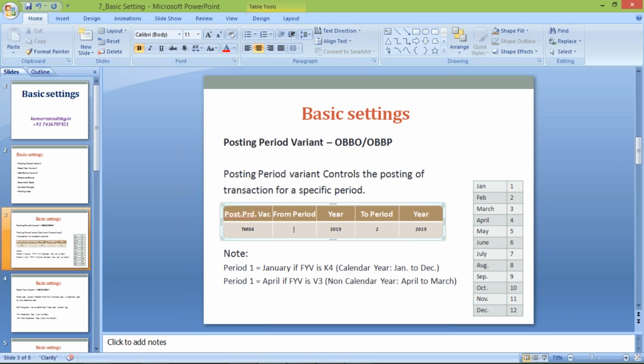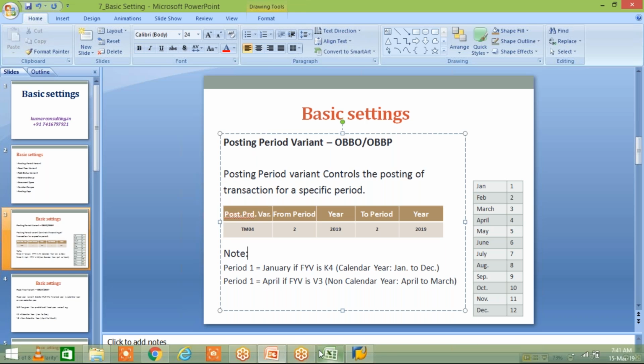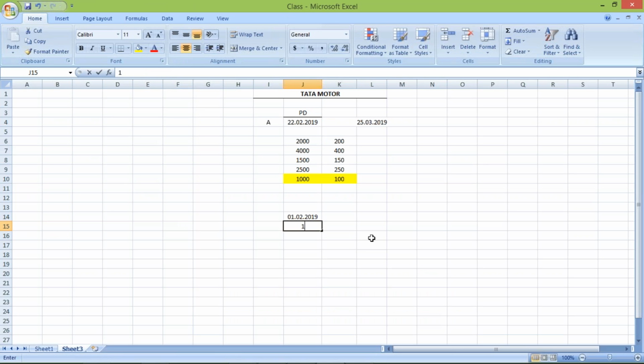If you give here from period 1 2019 to period 2 2019, then what is happening? Which periods are open, guys? January is also open and February is also open. It means from January to February we have opened. Now, if we make it 2, it means only the February period is open for transaction posting. So you post it for 15th of 02 2019.